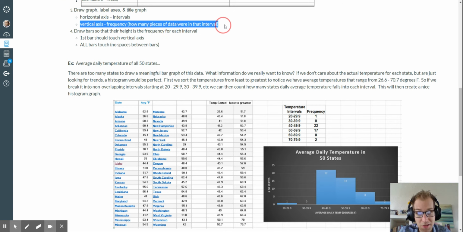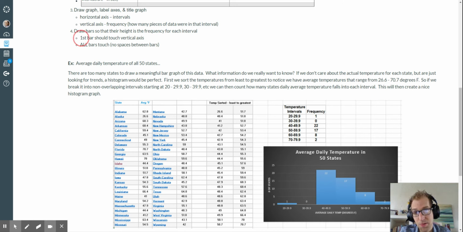Vertical axis would be then the frequency. So how many pieces of data were in that interval. And then once again, draw your bars. So the height, first of all, the first bar should touch the vertical axis. That first bar starts all the way at the left, and then all the bars touch, unless it's something where there's no data in that little part. But otherwise, all the other bars, once again, come up against each other.